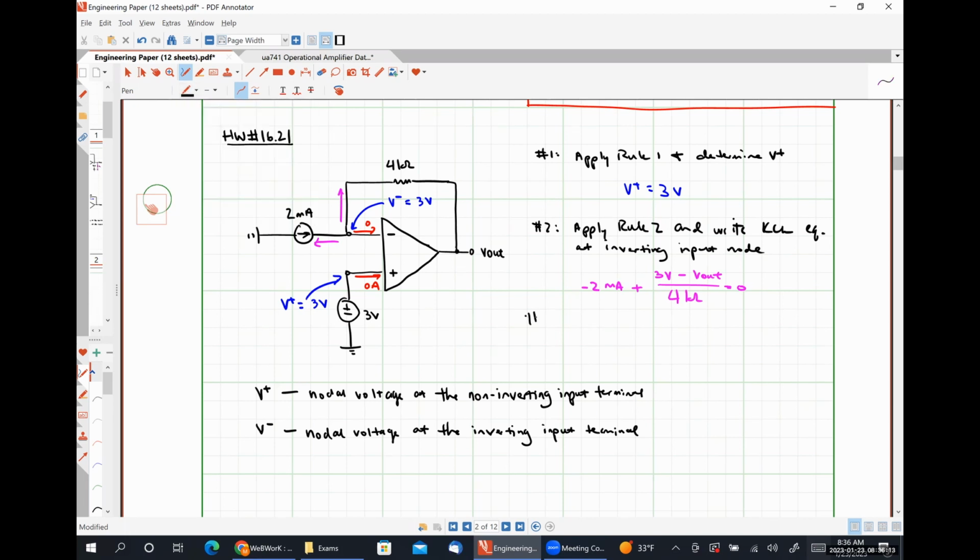And now we have step number 3. Solve our KCL equation for V out. So doing some mental math here, we're going to have 3 minus V out is equal to 8 volts. Subtract 3 from both sides gives us negative V out is equal to 5 volts. So V out must be negative 5 volts. If you want to throw that into a numerical solver and verify that I did the math correctly, by all means do so.